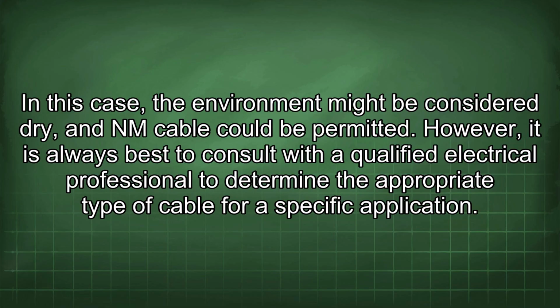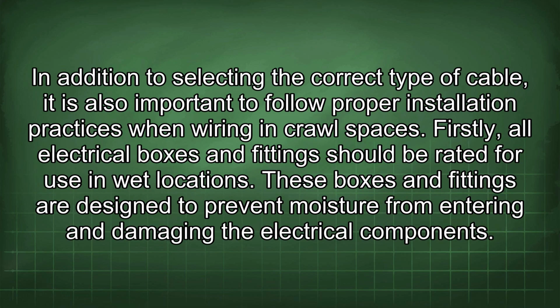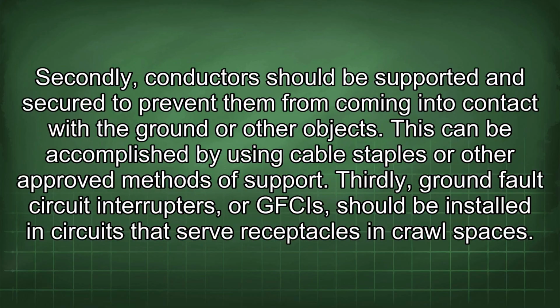a specific application. In addition to selecting the correct type of cable, it is also important to follow proper installation practices when wiring in crawl spaces. Firstly, all electrical boxes and fittings should be rated for use in wet locations. These boxes and fittings are designed to prevent moisture from entering and damaging the electrical components. Secondly, conductors should be supported and secured to prevent them from coming into contact with the ground or other objects. This can be accomplished by using cable staples or other approved methods of support.